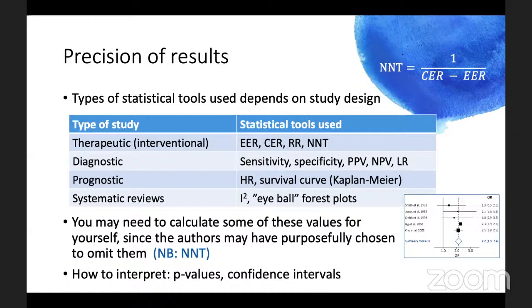So if we're looking at clopidogrel use, how many patients do we need to give clopidogrel to in order to prevent one person from developing cardiovascular disease? Okay, so that's therapeutic studies.